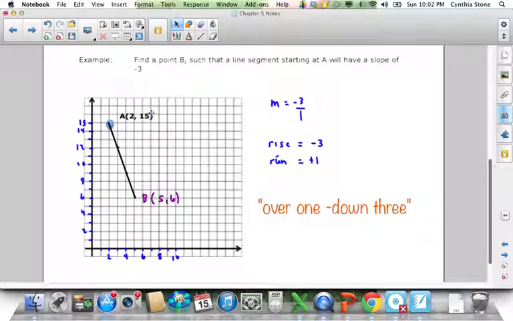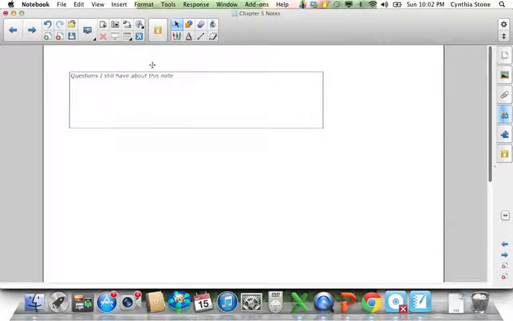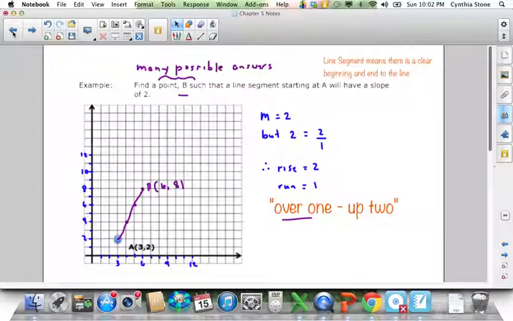So that's that, and that's the end of our slope lesson. You should make use of the space on your notes. Write down anything you're not sure of that we talked about. And I'll see you in class hopefully tomorrow.